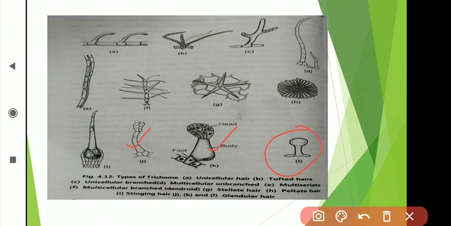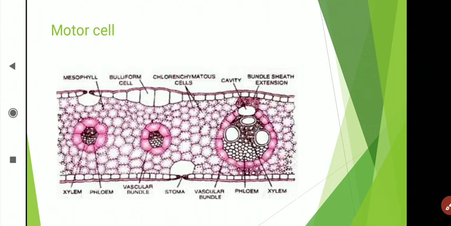Glandular peltate hair is found in plants like Humulus, or glandular hair is characteristic of members of the family Labiatae or Urticaceae or Solanaceae, etc. Another type of component of epidermal tissue is a motor cell, or we call it a bulliform cell. These are characteristic of members of family Gramineae, or we can call it Poaceae. The family which consists of grasses is called Poaceae.